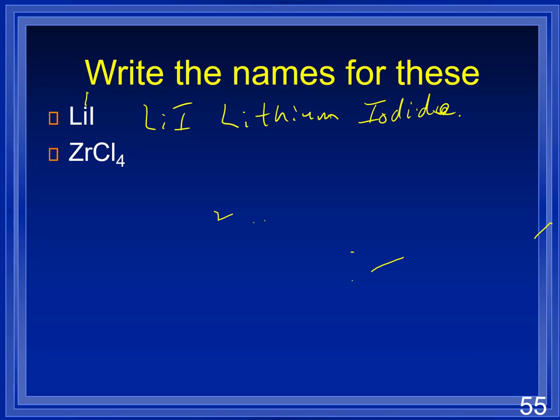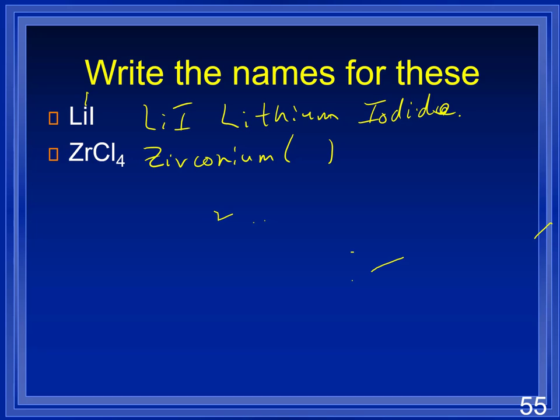ZrCl4. Is Zr in group 1A, 2A, or 3A? No. So my chart says if it's not there, I got to put the charge there. So I know I'm going to write zirconium for Zr, and I know I'm going to need Roman numerals. Let's finish writing names first.